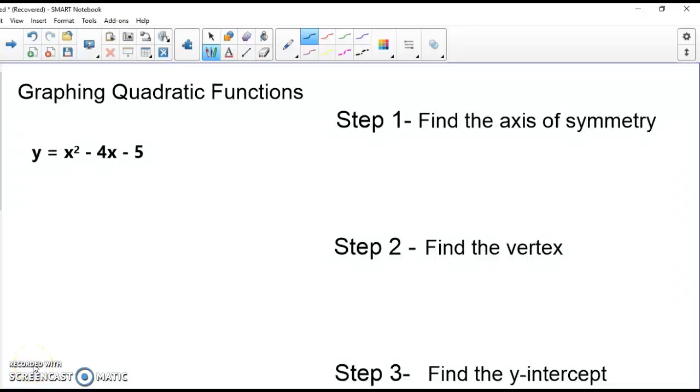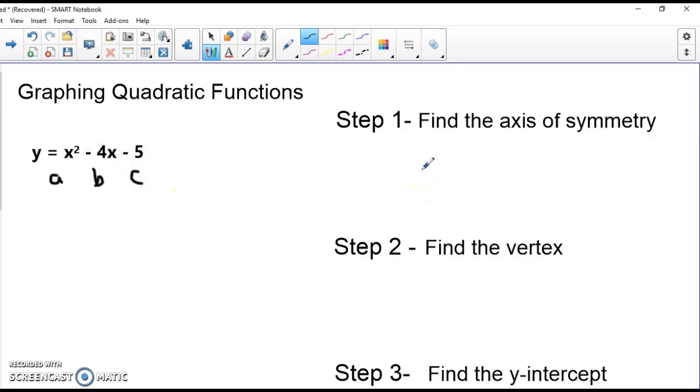Hello, we're going to do section 3 of chapter 8, graphing quadratic functions. We have our quadratic function here, x squared minus 4x minus 5. We know it's a quadratic function because we have a square. We know that the a is going to be in front of the x squared, our b is going to be here in front of the x, and our c is by itself. And so we can go ahead and step 1.